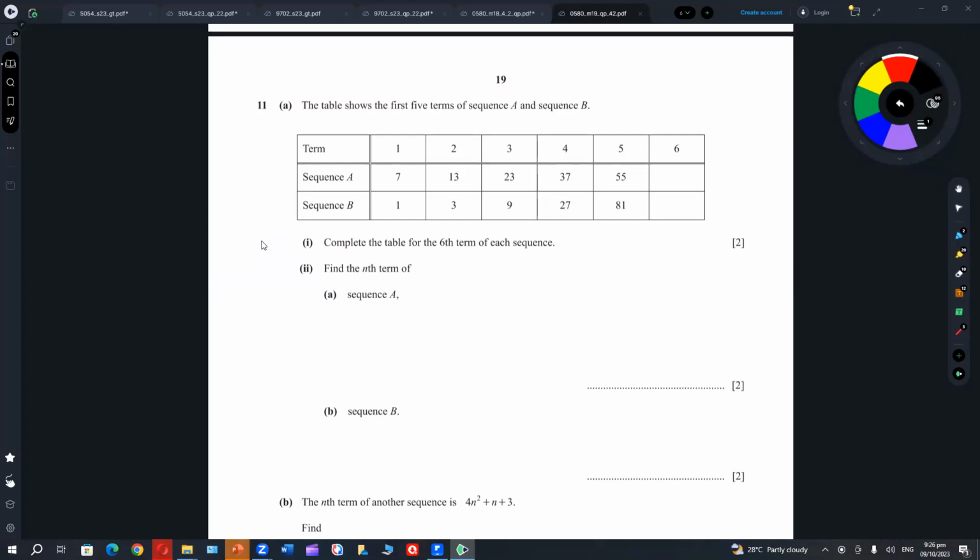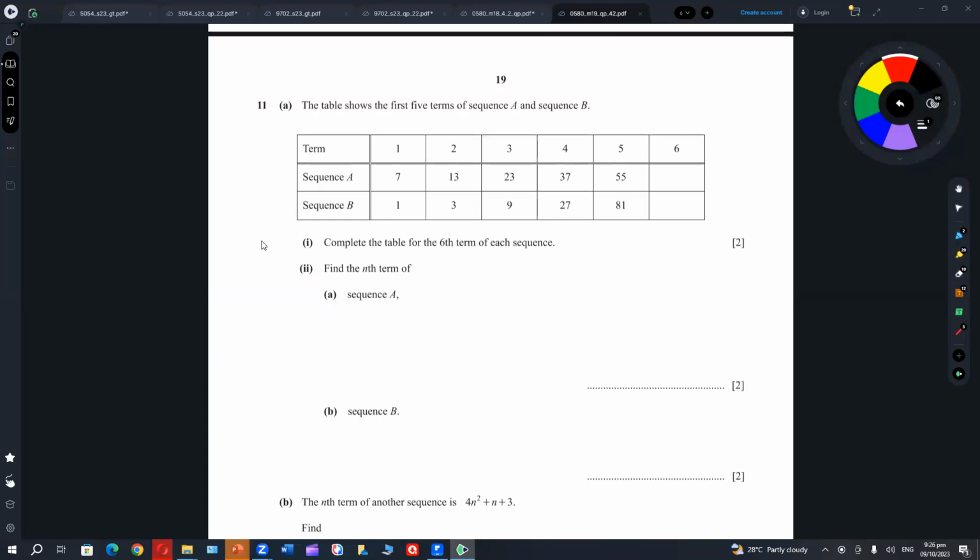Okay. Read the question. The table shows the first 5 terms of sequence A. These are like puzzle questions and they are patterns. There is no particular formula. There is only one formula sometimes people use, and even that is not an official formula. This is called thinking questions, thinking skill questions.